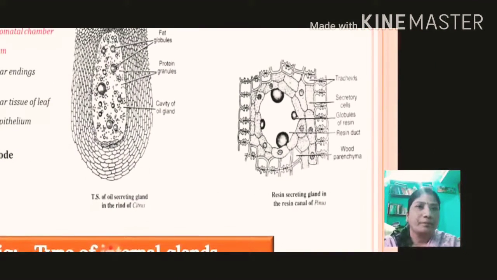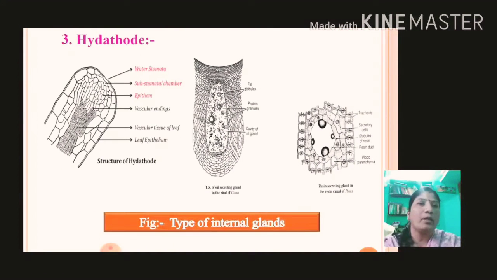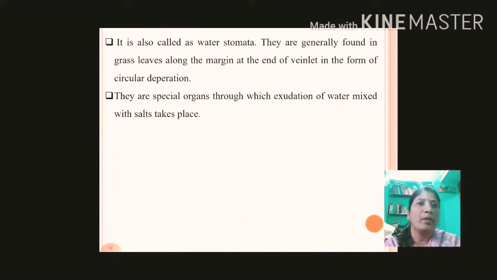These are resin-secreting glands, present as the resin duct. In the internal part, tracheids and secretory cells are present, as shown in the diagram. The globular regions and the resin duct are present. This is a type of internal gland.